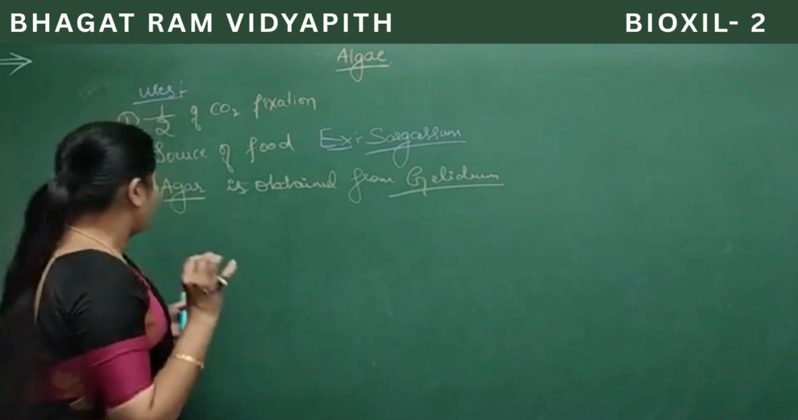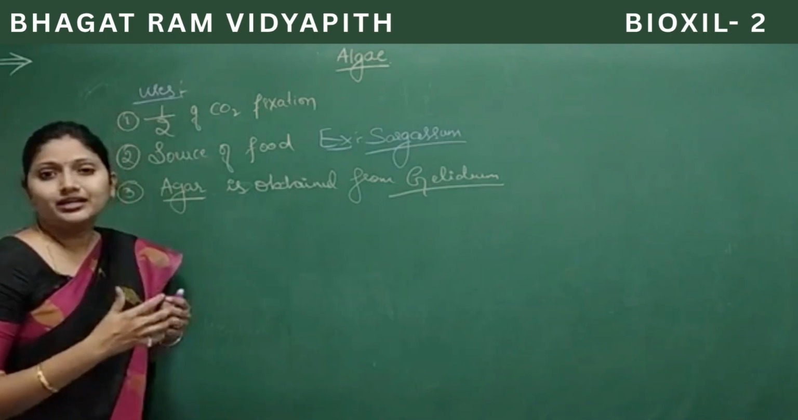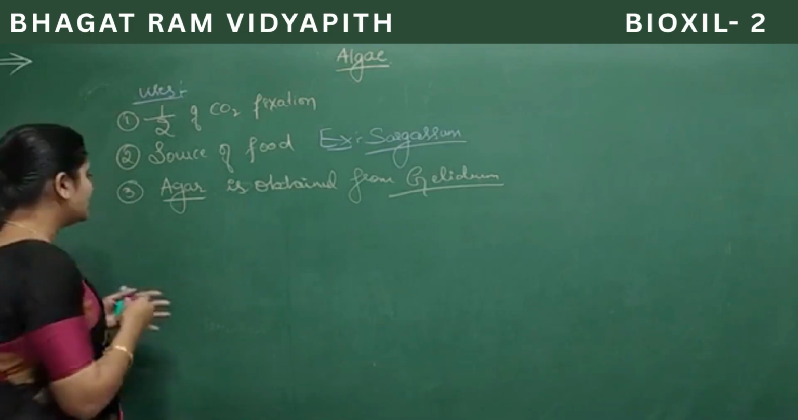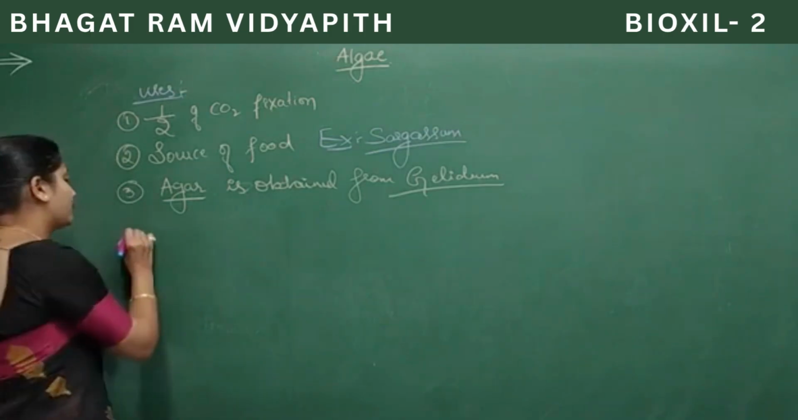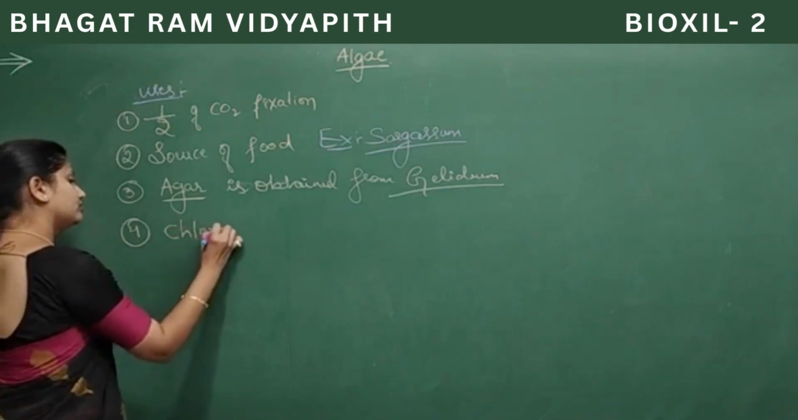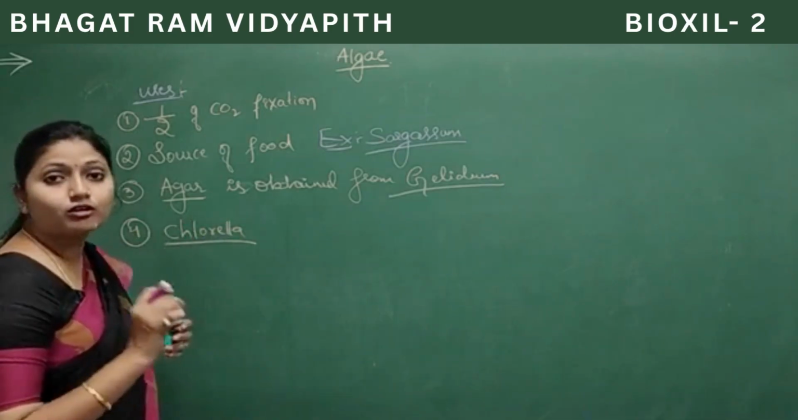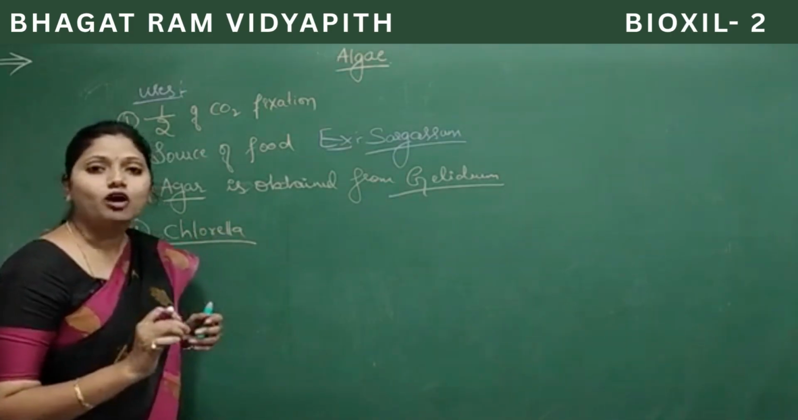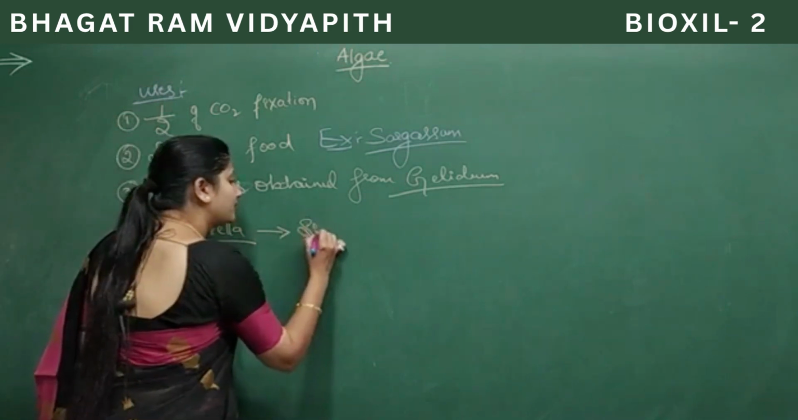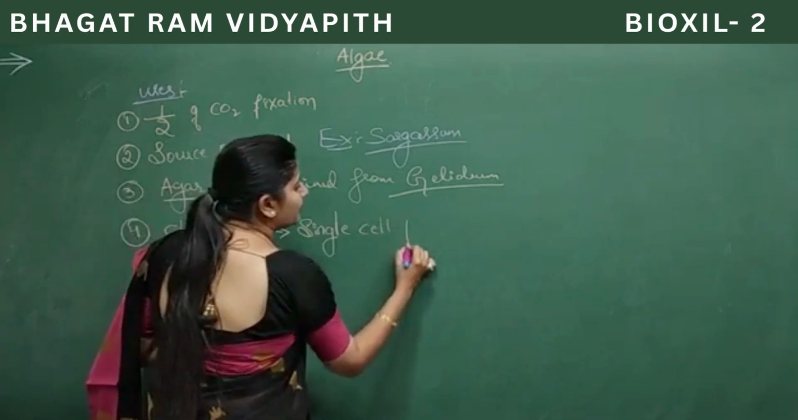Okay. Then one more very important one, which is very widely used among the common people also, is single cell protein. Chlorella is an algal form. Okay, chlorella is an algal form which is used as single cell protein.